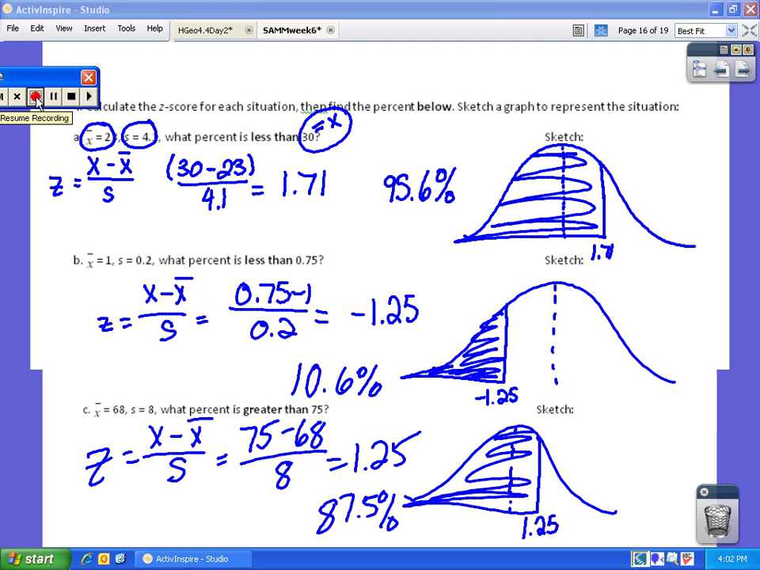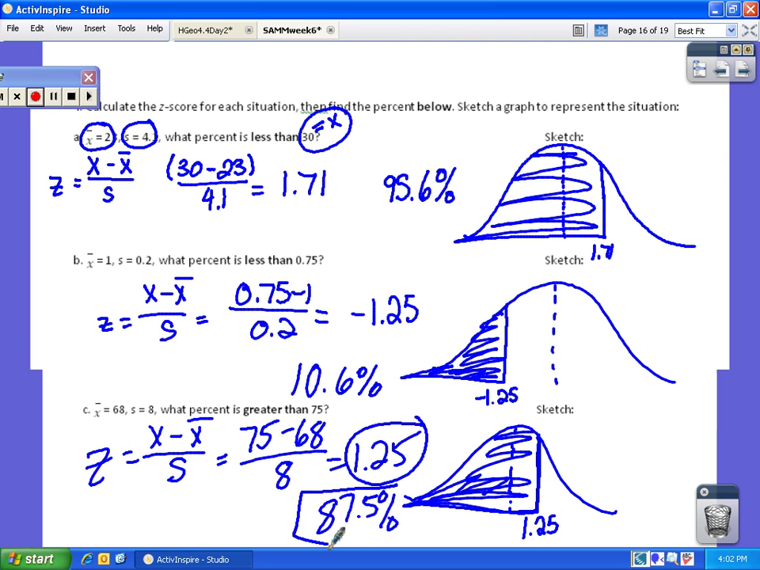And here's what I got for part C. I got a z value of 1.25. Here's my graph. And then whenever I plugged that into the calculator, I found that 87.5% of the data are less than. If I want the percent that's greater than, I'm going to subtract that from 100. So I'm going to get 100 minus 87.5, which is 12.5.